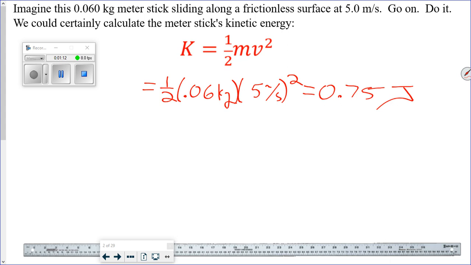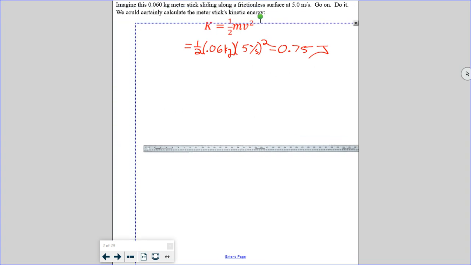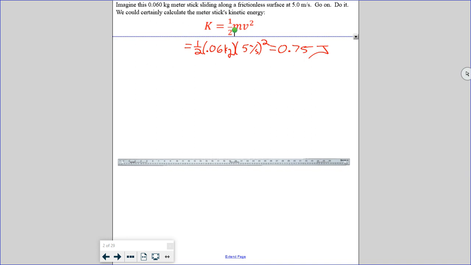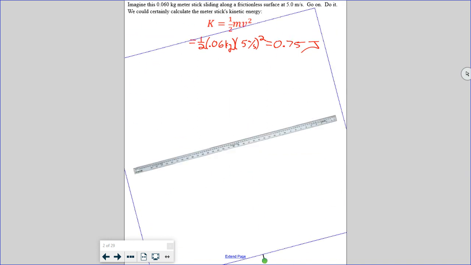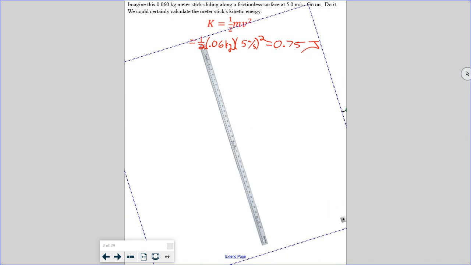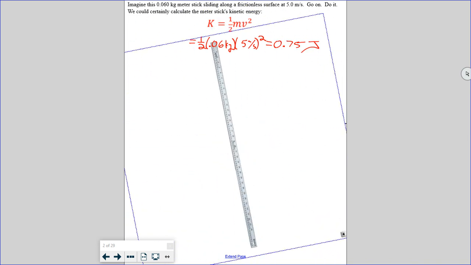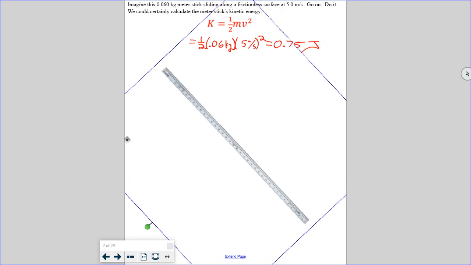So, cool. Now, what if the meter stick was rotating around its center? Instead of it moving, we're going to have the meter stick rotating. So take a look at this. What's happening is the 50 centimeter mark isn't moving at all, right? But the other points on the meter stick definitely have different velocities, right?